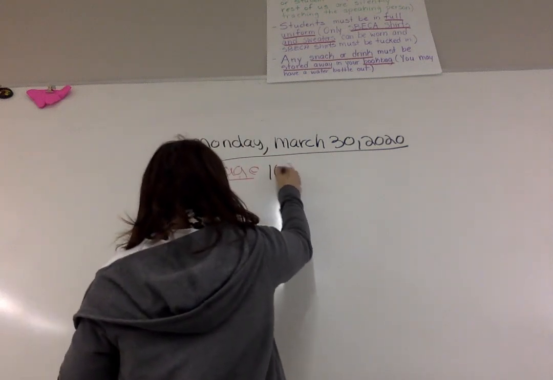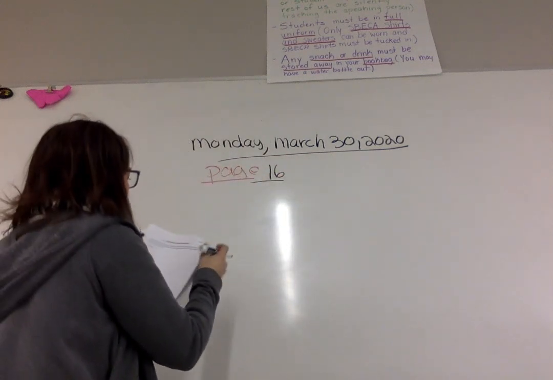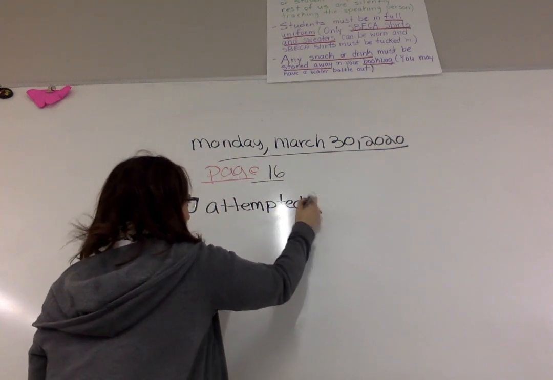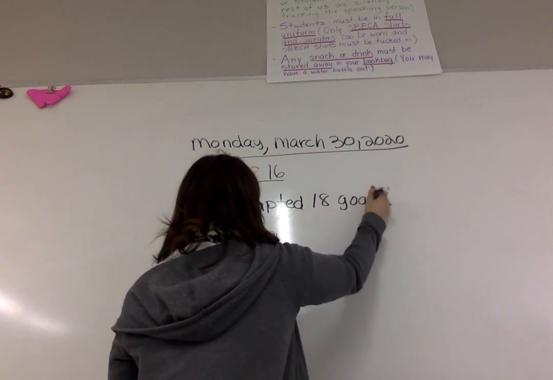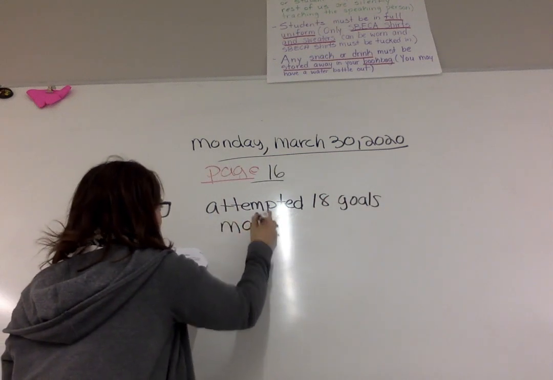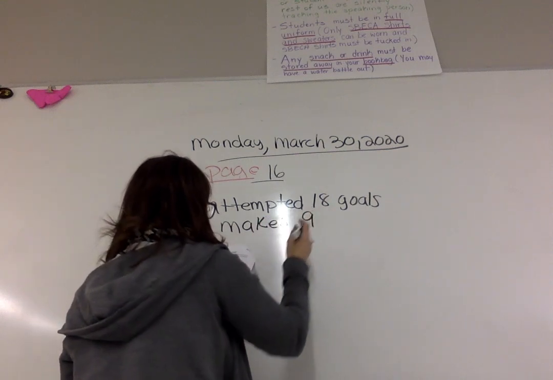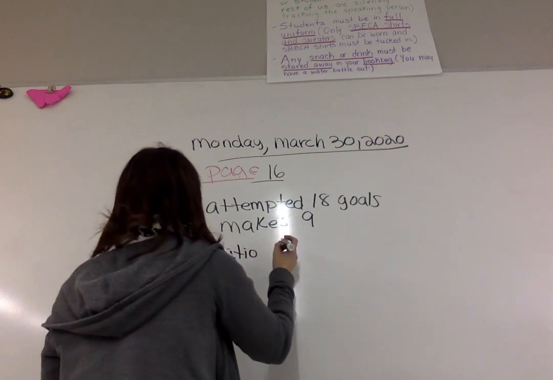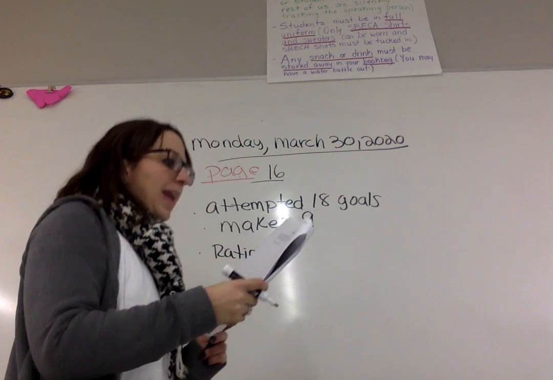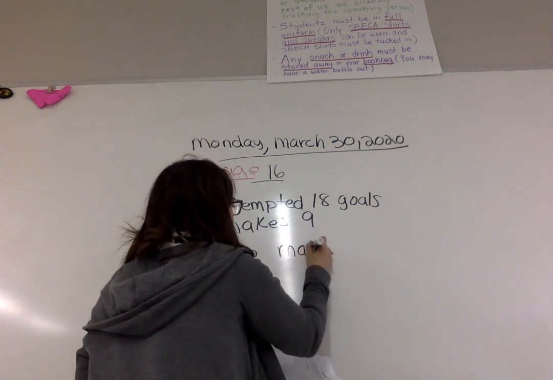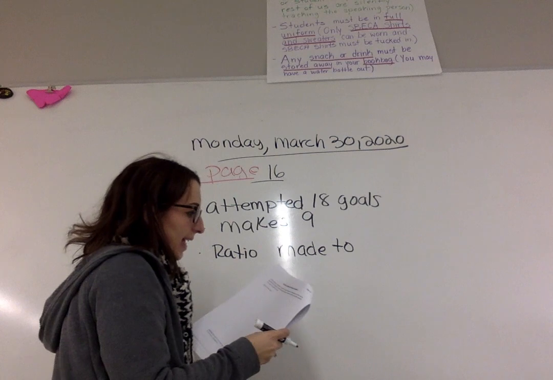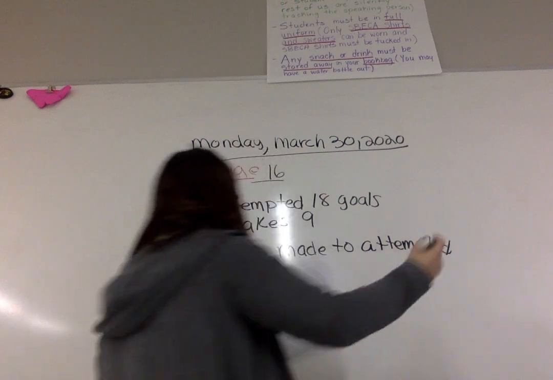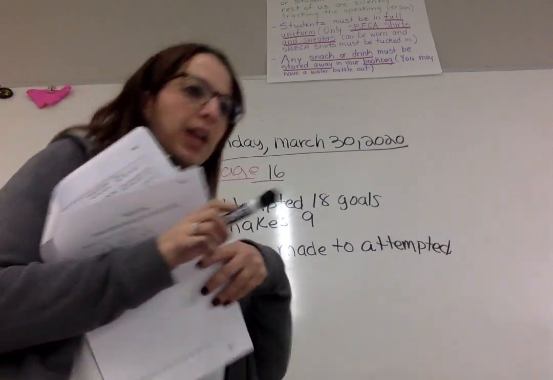Okay, page 16. It says a player attempted to make 18 goals, and it makes 9 of them. Our task is to write a ratio for the number of goals the player made to the number attempted. So we want made to, it says attempted. Okay, that's our task. We have 3 pieces of information that are key for this question.